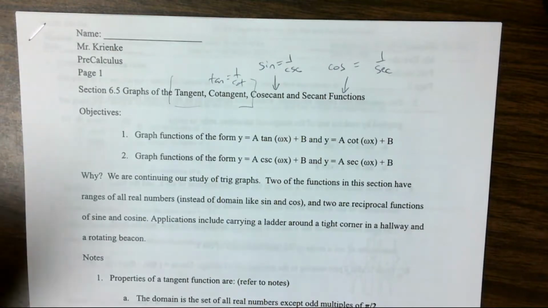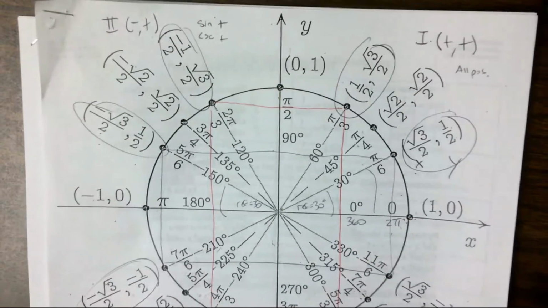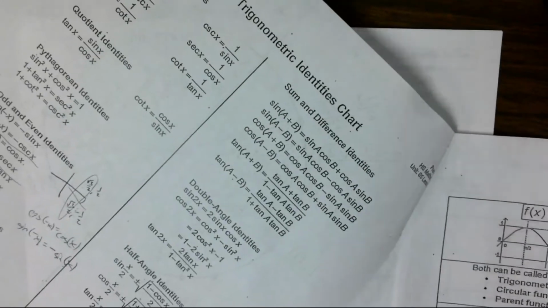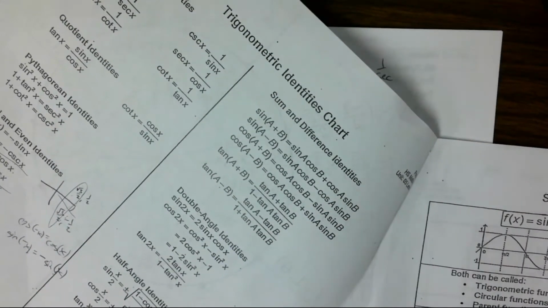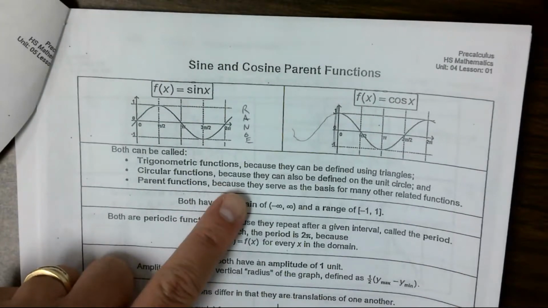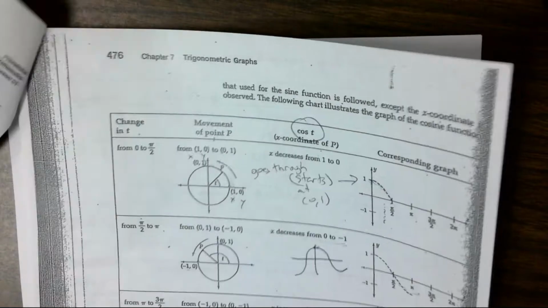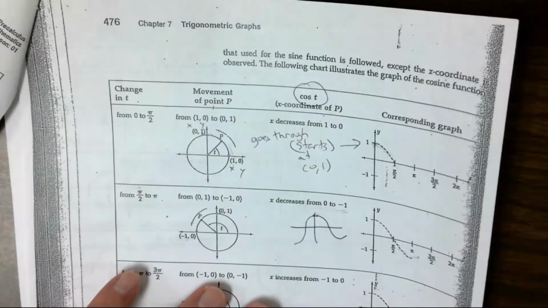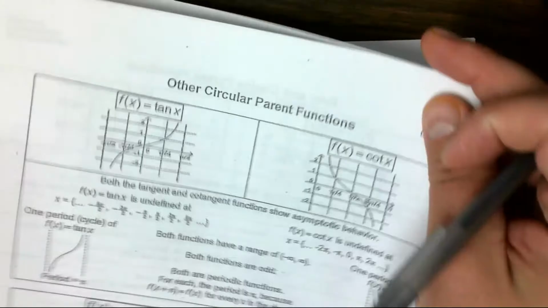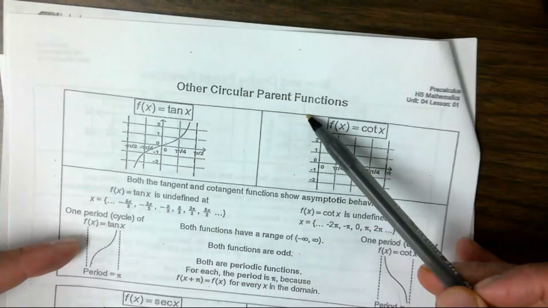Again, you're going to want to refer to your notes. You have your unit circle paper. You have your trig checklist for your identities and so forth. You have your sine and cosine notes. And we've even gone over the graphs part, the cosine and the sine. Well, now we are doing what they call other circular parent functions.